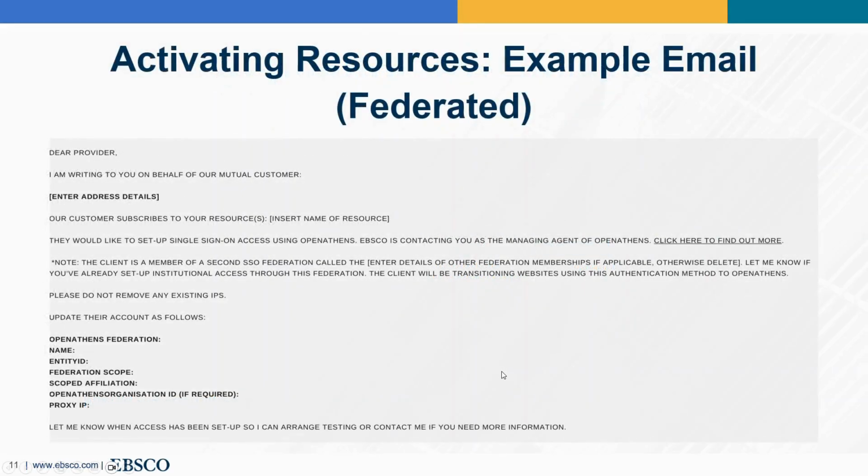So here is the example of an email that our support team would send to vendors. So this email is for federated. So in here we'll include the details of the organization. We'll also indicate that please do not remove any existing IPs. And we'd also provide the following details such as the name, entity ID, federation scope, and so on. We'll also mention to let us know when access has been set up so we can test it out.